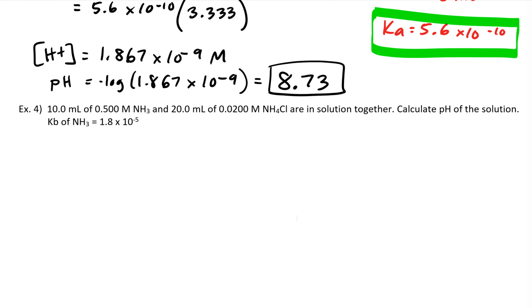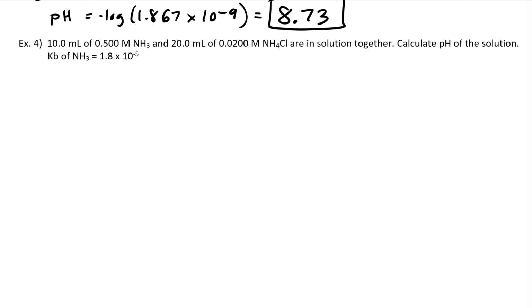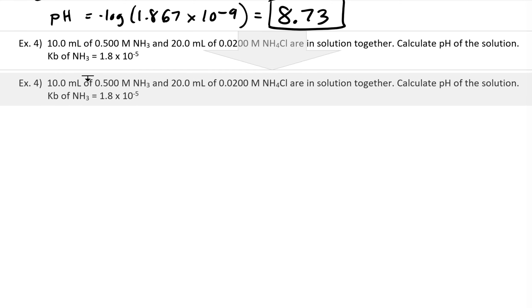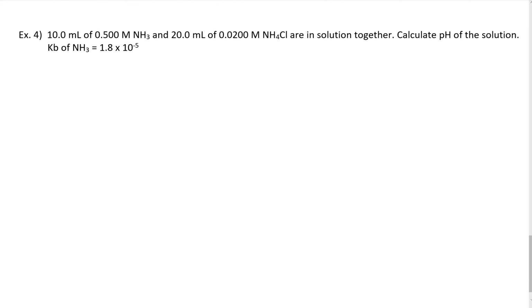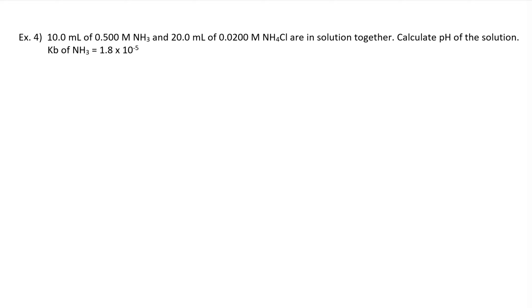Example number 4. We have 10 milliliters of a 0.500 molar ammonia solution and 20 milliliters of a 0.0200 molar ammonium chloride solution. Again, same species, so I already know I have a weak base and its conjugate acid.